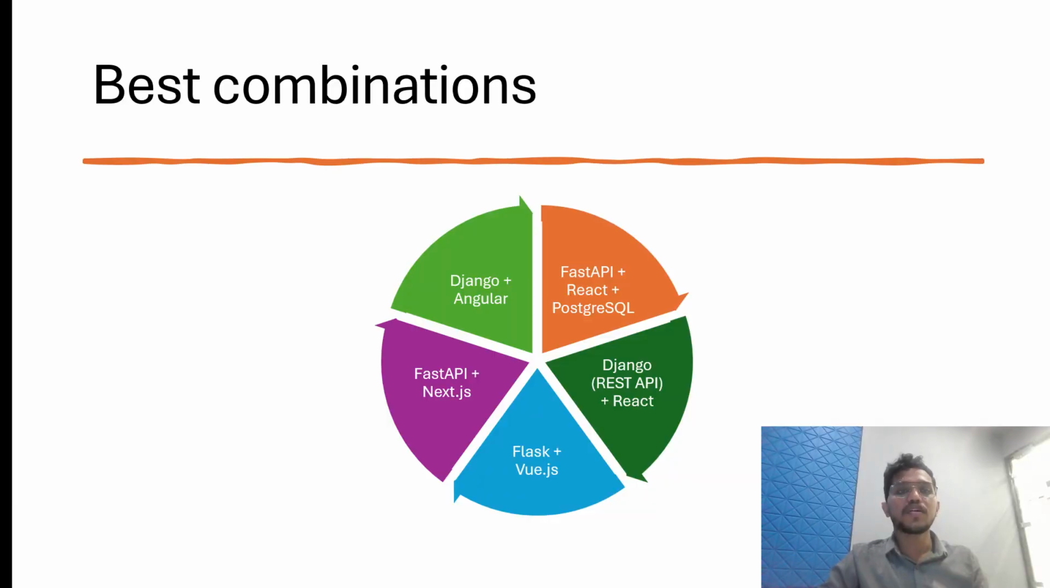Next comes the best combination. Whenever you see that there are so many technologies available to build a full stack application, what is the best combination that I can use? Whenever you want to go with Python, FastAPI, React, and PostgreSQL, those are the best combination. You can go with Django and React. You can use Flask and Vue. We have FastAPI and Next, also Django with Angular. All these are different combinations of technical stacks that you can use in order to build your web application, right?